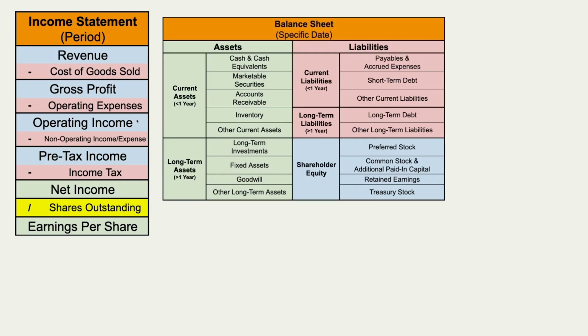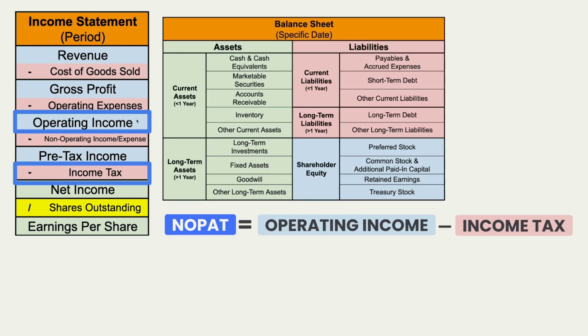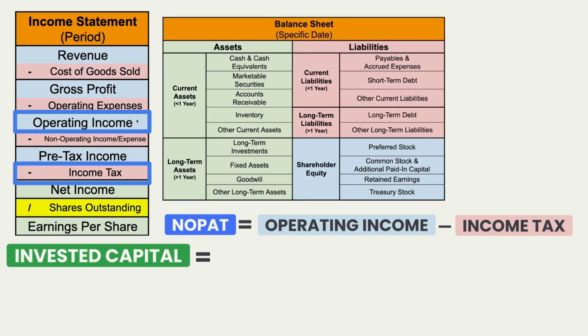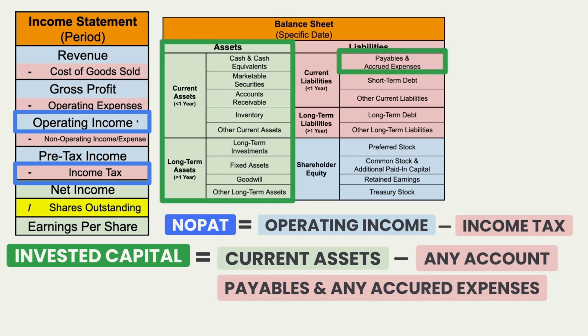So when visualizing these numbers on the company's financial statements, to find the company's NOPAT, or net operating profit after tax, we take a look at the company's operating income, and then we subtract out its income tax rate. So this would give us our operating profit after tax. That's the numerator. To find the company's denominator, we would have to use its invested capital, which is defined as a company's current assets minus any accounts payable and any accrued expenses minus any excess cash.